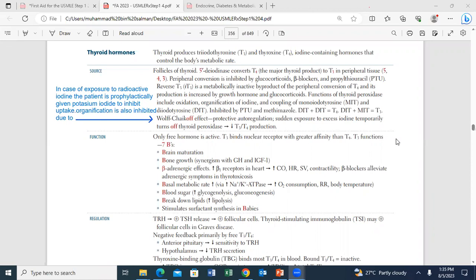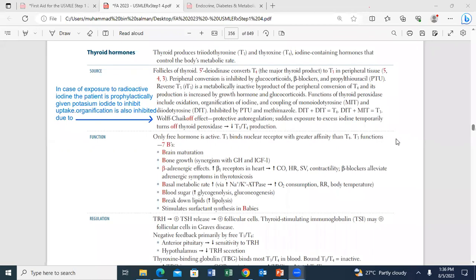Although the parafollicular C cells of the thyroid gland produce calcitonin, we will discuss that afterwards. Now we are concerned about the thyroid hormones, which are triiodothyronine, also called T3, and thyroxine, T4. These are iodine-containing hormones. So if there is a region with iodine deficiency, there are chances of hypothyroidism, and iodine deficiency is a very important cause of hypothyroidism.